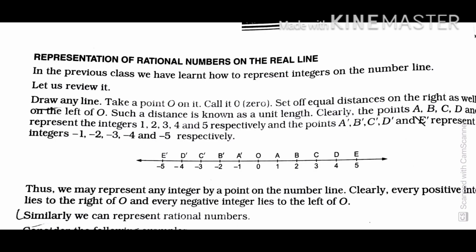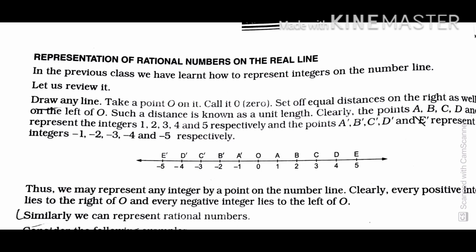Now we are going to learn how to represent a rational number on the real line. In the previous class we have learned how to represent integers on the number line. Now let us review it. Now what we will have to do, first of all, draw a line. Then take a point O on it, call it 0 also. Set off equal distances on the right as well as on the left of 0. Such a distance is known as unit length.